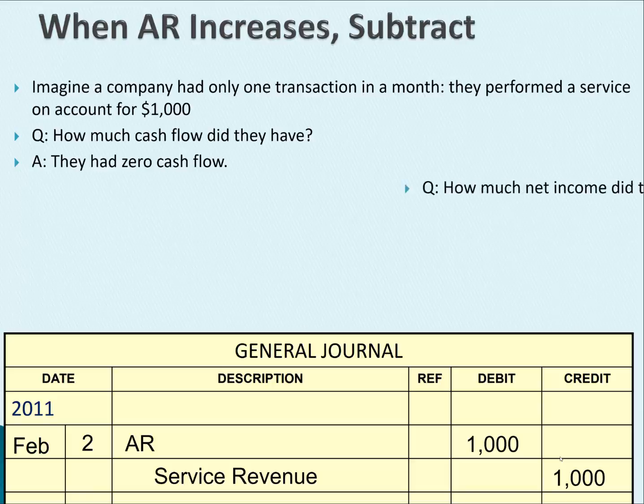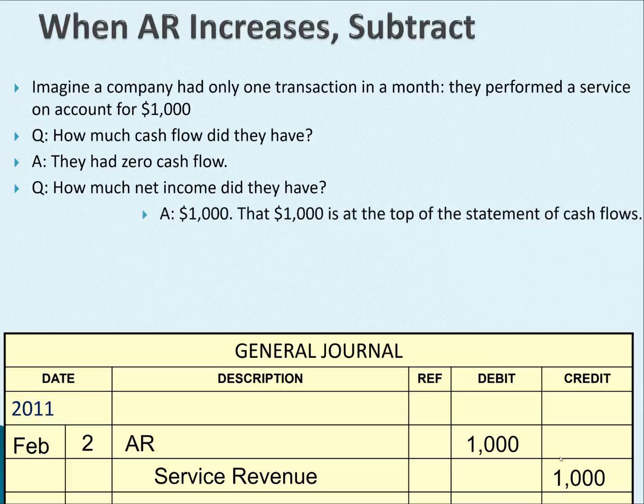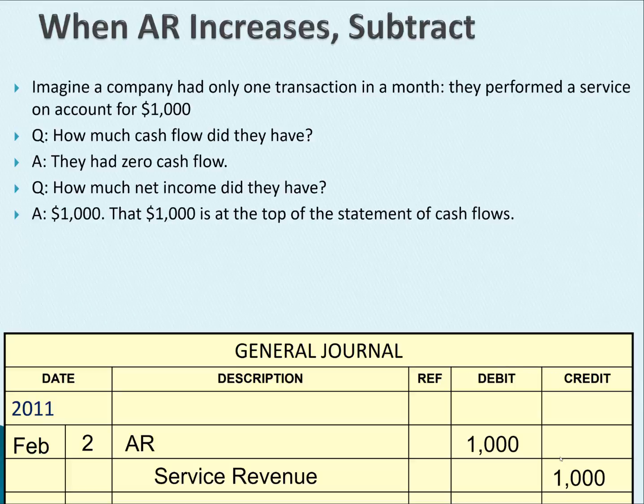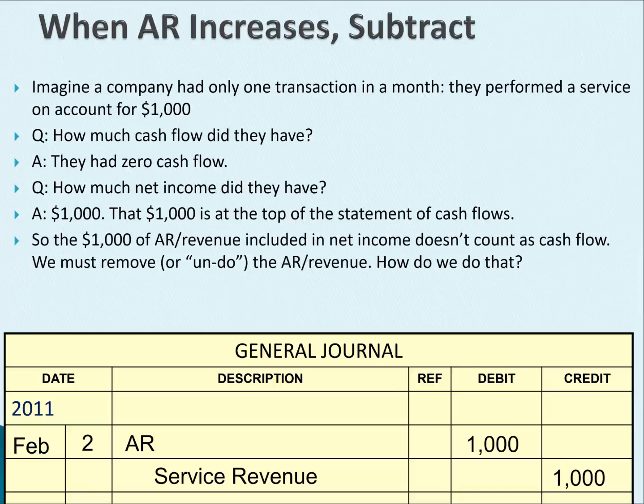But remember, the statement of cash flows begins with net income, an accrual-based number. So how much income did they have if this was their only transaction for the month? Well, net income is revenue minus expense. There is a revenue, 1,000, and there's no expense. So their net income was 1,000. And as I said, the $1,000 is at the top of the statement of cash flows because it's net income. So how do we go from $1,000 net income down to zero cash flow?